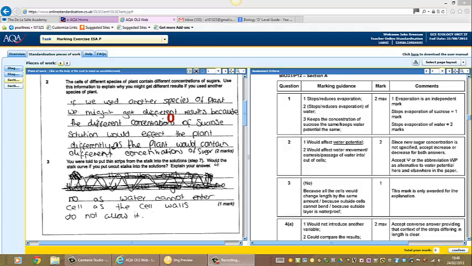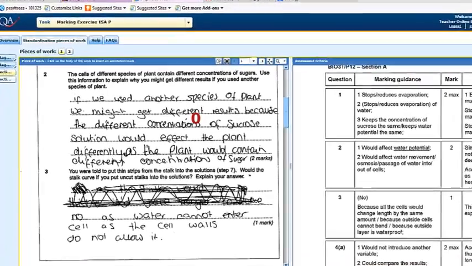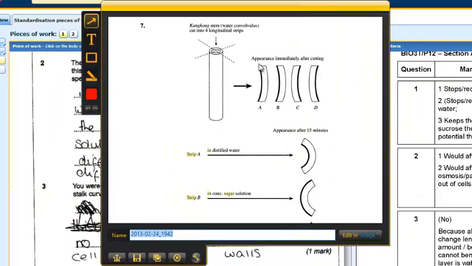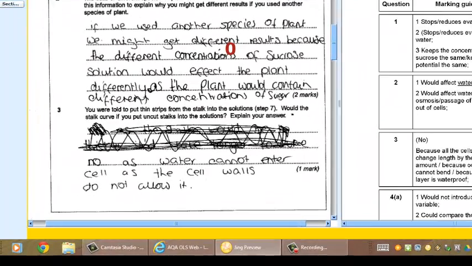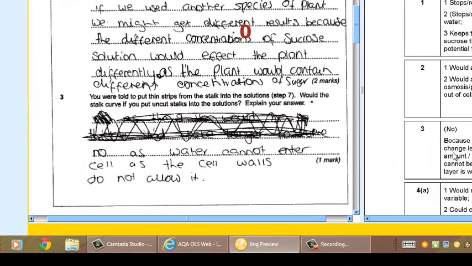Now the question is actually asking us, would the stalk curve if you put uncut stalks into the solutions? In other words, instead of cutting the stalk into these strips, you put the whole thing into the water. Would you expect to see a curvature? And the answer is no, you wouldn't, because all the cells would change length by the same amount.